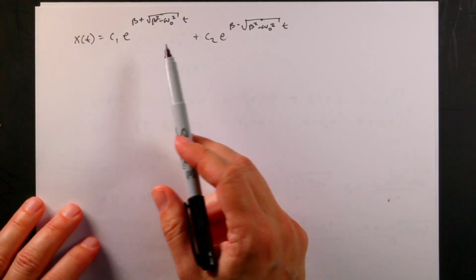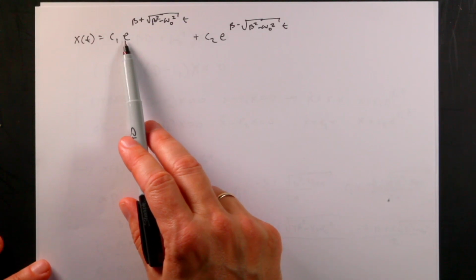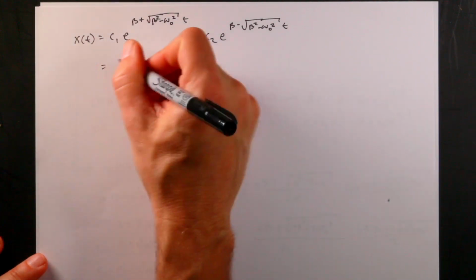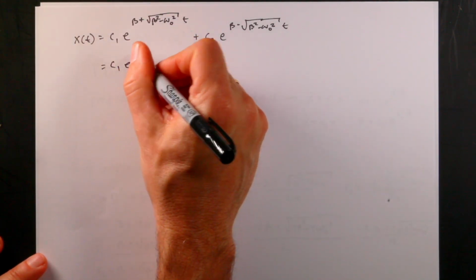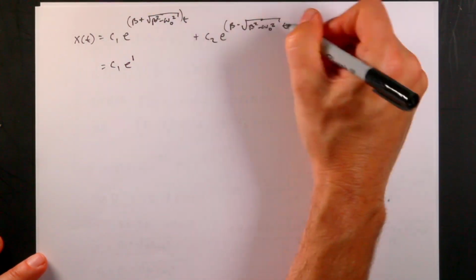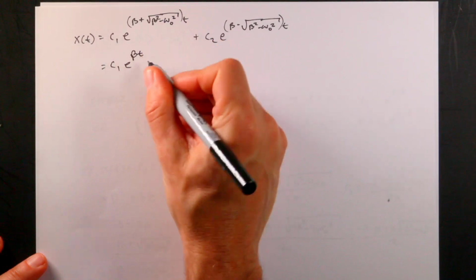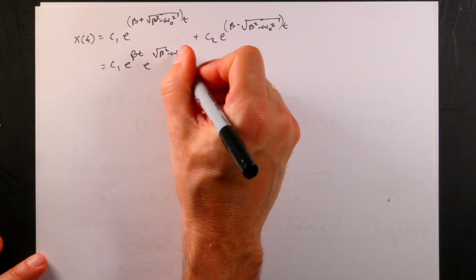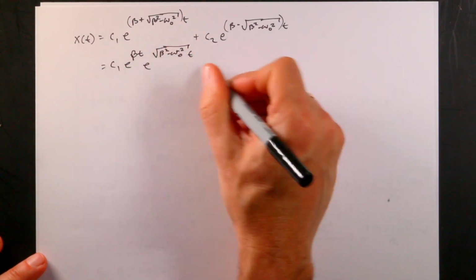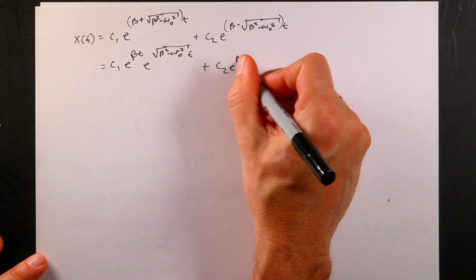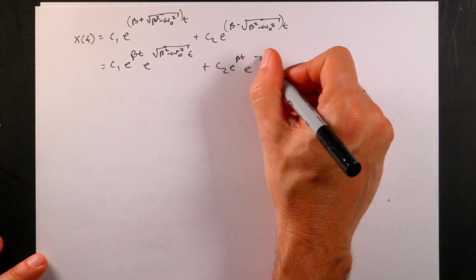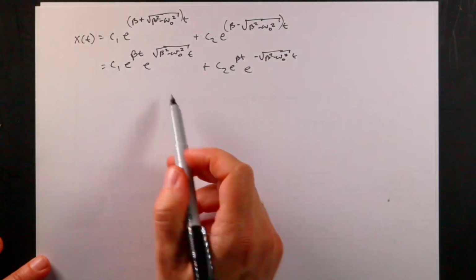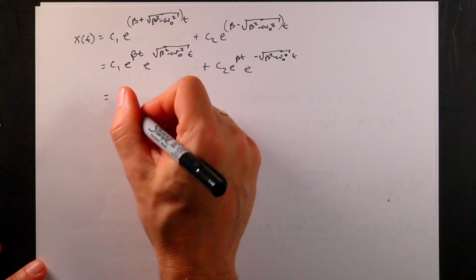So we can use a nice little trick here in that I have an exponential of a sum. This is equal to the product of the exponentials. So I could write this as C1 e to the beta t times e to the square root of beta squared minus omega naught squared t, plus C2 e to the beta t. It's got that same term in there. e to the negative square root of beta squared minus omega naught squared t. And then I can factor out the e to the beta t.